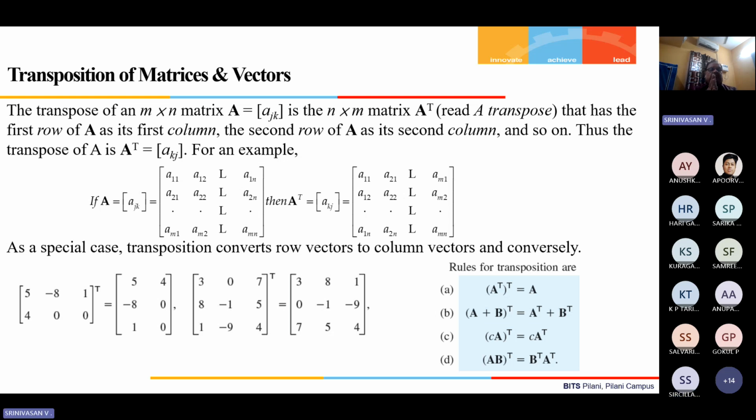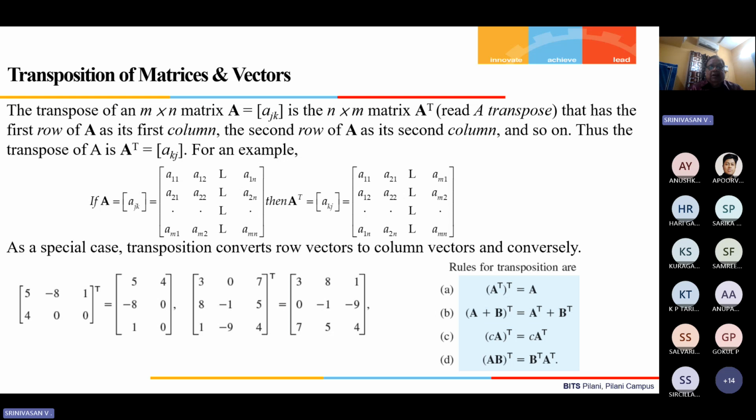Okay, right. So transpose of matrices and vectors. Transpose of an m by n matrix. The very word tells you that it means interchanging rows and columns. Not both simultaneously, but either rows into columns or columns into rows, any one of them. So the transpose of an m by n matrix will be an n by m matrix. That is, rows and columns are interchanged. So naturally, m by n will become n by m.